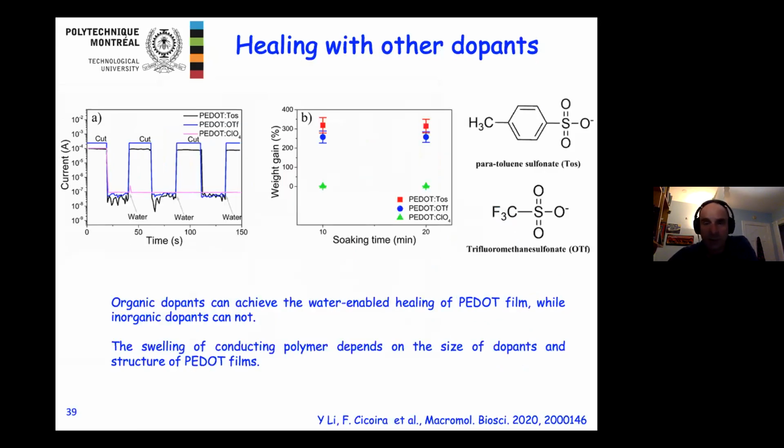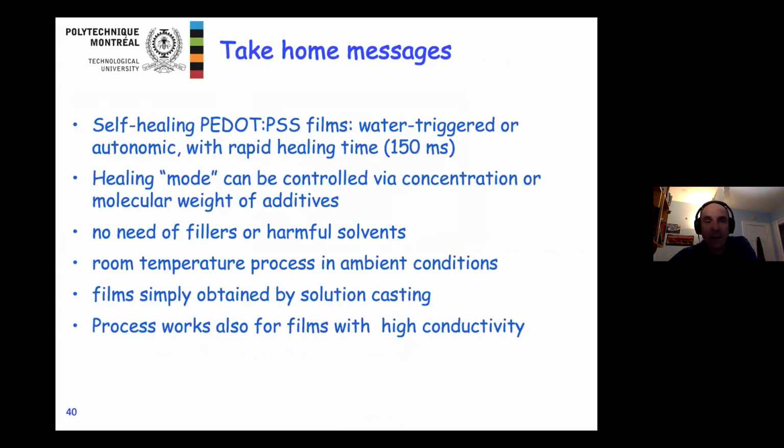Then we tried other dopants. So we moved away from PSS. We made films with tosylate, triflate, and perchlorate. And again, we observed healing with organic dopants and no healing with the inorganic dopants. In the case of inorganic dopants, the film was made by electrodeposition. In the case of organic, we just did our polymerization. I think that's my last slide.